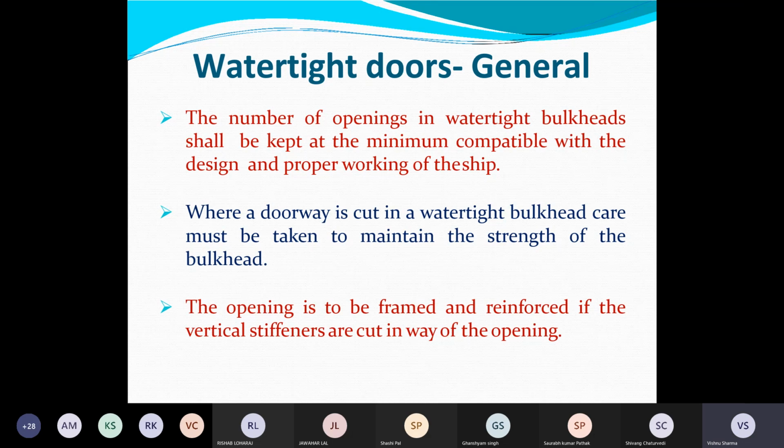The opening is to be framed and reinforced if the vertical stiffeners are cut in the way of the opening. Now, where you cut for a door, suppose you cut in the way of stiffeners, the bulkhead had the stiffeners, and when you cut the plate, if you have to cut some stiffeners also, then obviously whatever is the loss of strength, that has to be compensated. Even if it is not cutting of the stiffeners, cutting of the plate itself will lead to some compromise on the strength of the bulkhead.